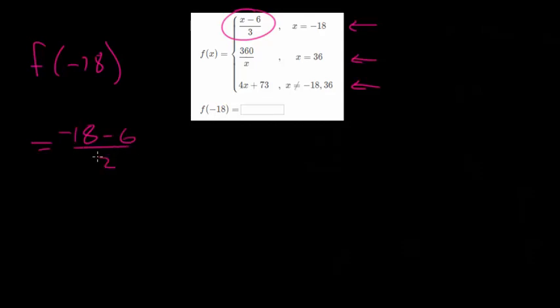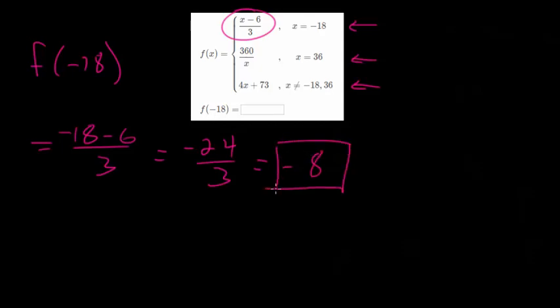Minus 6, all divided by 3. So that's minus 24 over 3, which is negative 8. So evaluating this piecewise function at negative 18, you get a value of negative 8. And let's keep going with these. We'll just do a lot of practice.